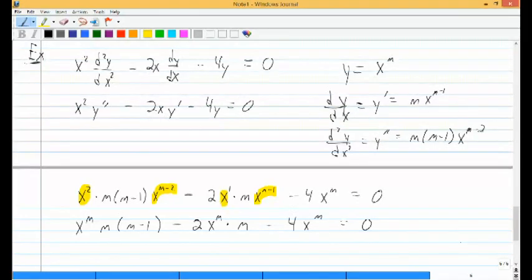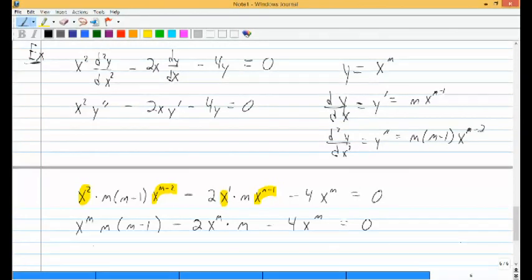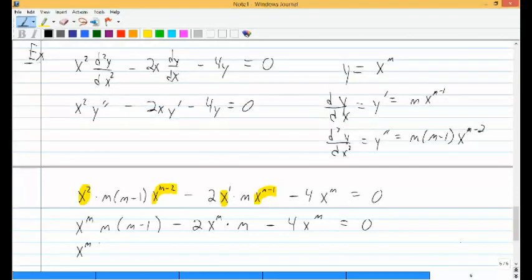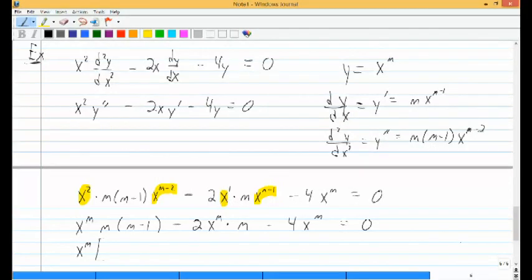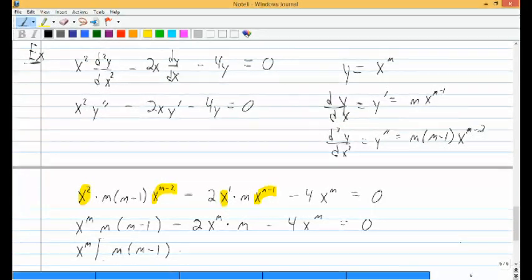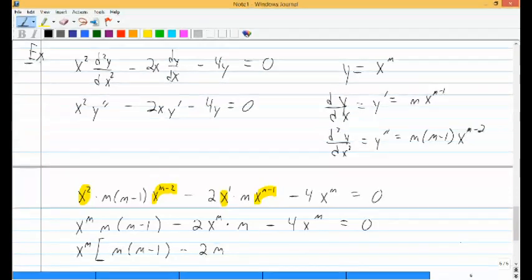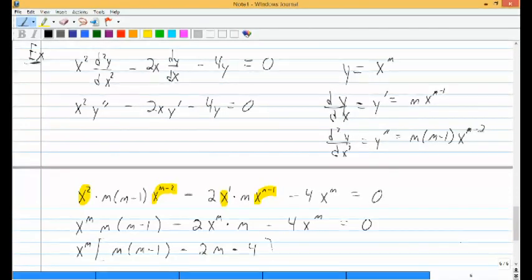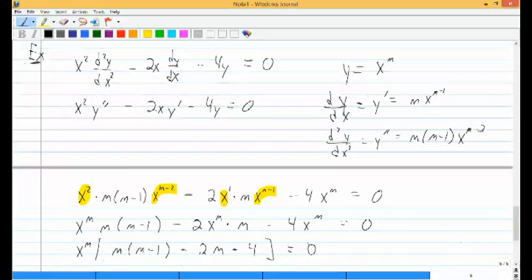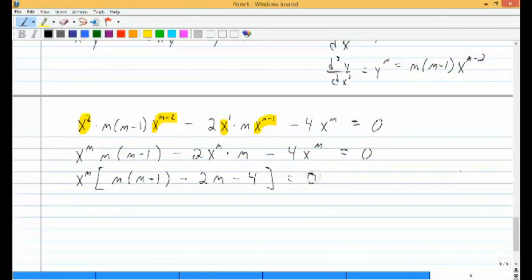Now, we can factor out an x to the m very easily, because all three terms have an x to the m. Now if I factor that out, that's going to leave me with m times m minus 1, minus 2m, minus 4, equals 0. Wow. So that really did change things, right?